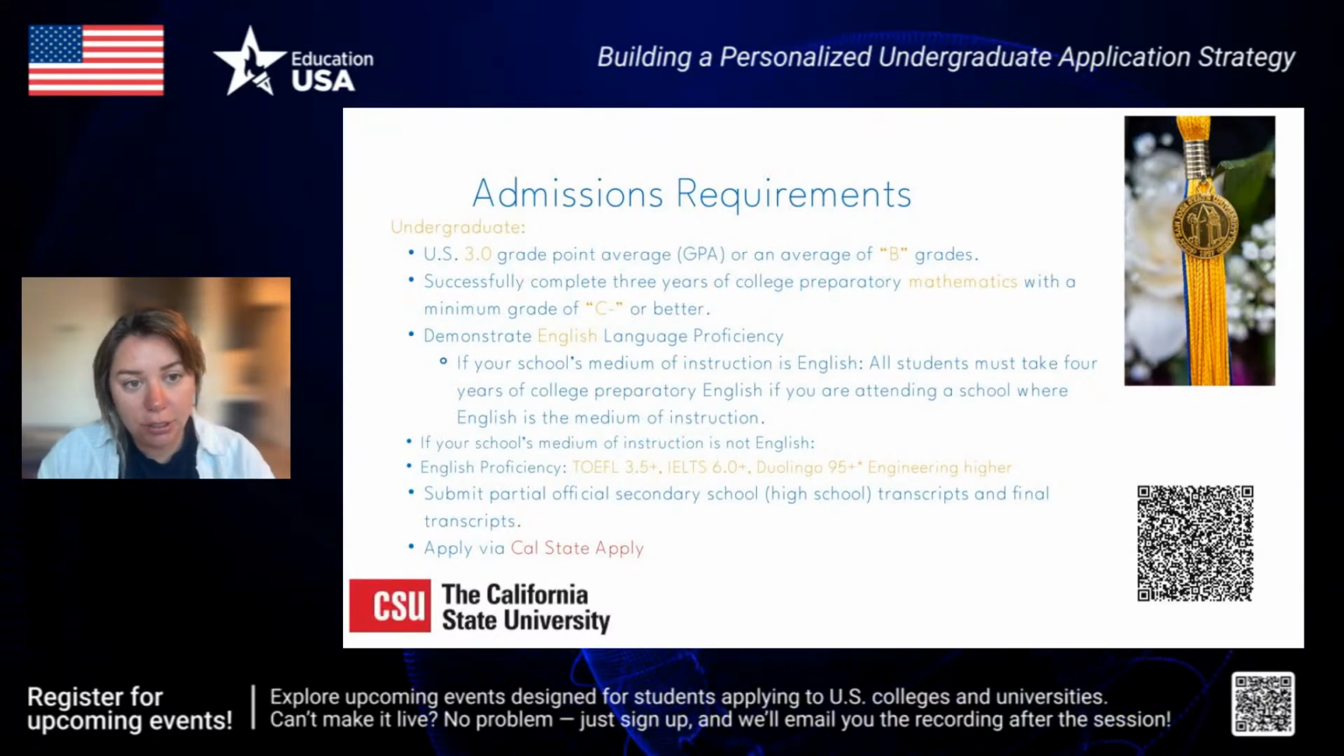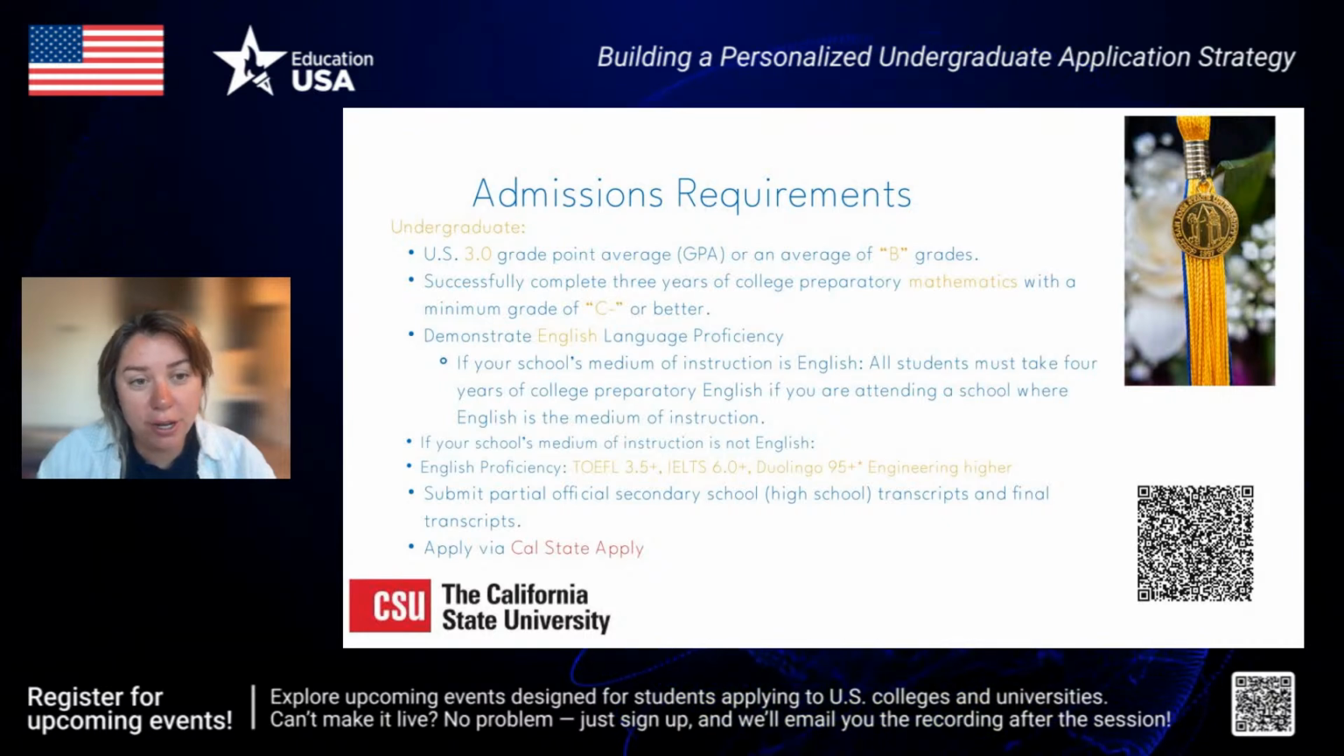In addition to your English language proficiency, like TOEFL or IELTS, you also need to show that you have taken 4 years of college preparatory English. Okay? That is if you want to get that English waiver. What else? 3.5 on your TOEFL.